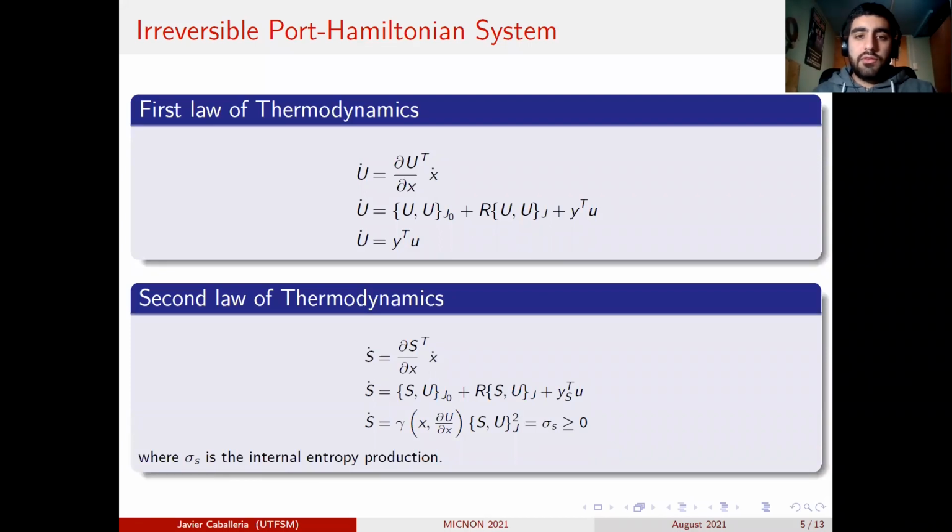Here you can see that if we take the balance equation of the total energy function and the entropy function, the IPHS satisfies the first and second laws of thermodynamics. Here in this first block, we have the conservation of the energy. And in the second, sigma_S represents the internal entropy production of the system.